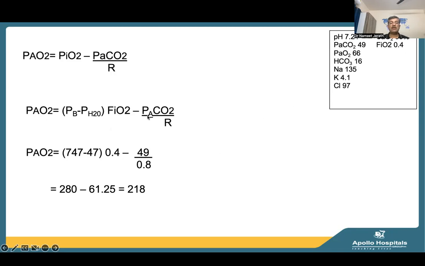The alveolar CO2 is the same as arterial CO2, or we can take it to be the same, with the respiratory quotient of 0.8. By this calculation, our alveolar oxygen should be 218. But we see our oxygen here is 66. So the alveolar to arterial oxygen gradient is 218 minus 66, or 152, which is very high. The normal alveolar arterial gradient should be around 5 to 10.